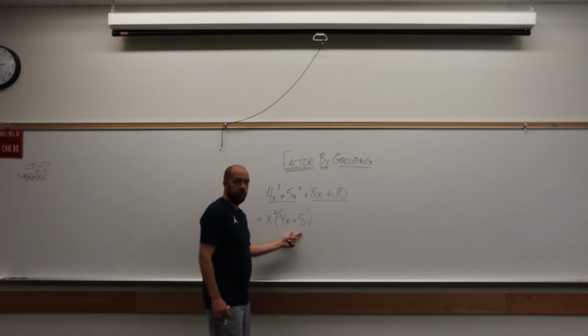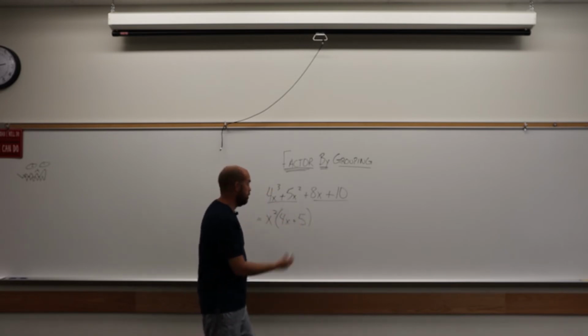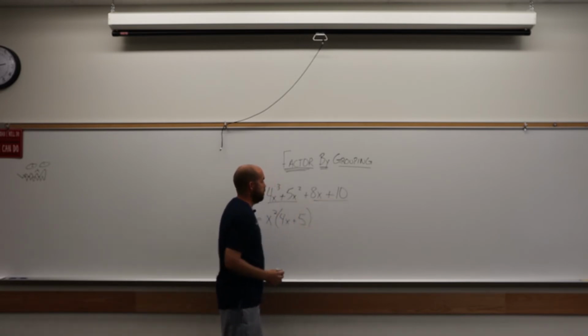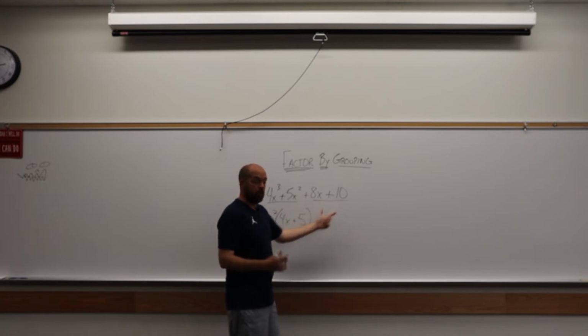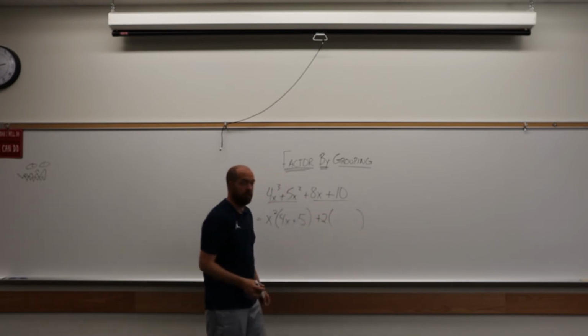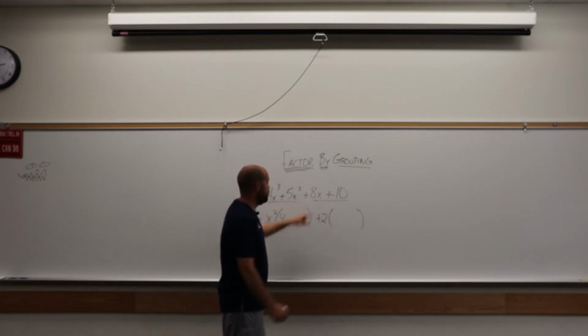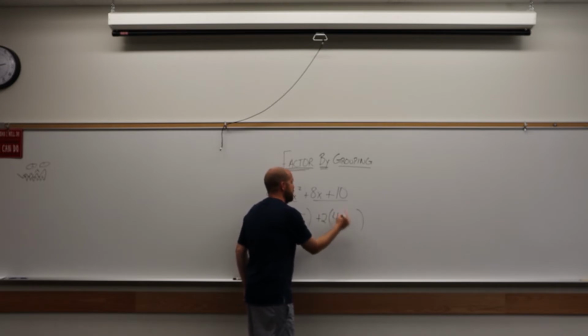Now I'm really hoping that that second thing ends up with a 4x plus 5. That way I can take them both out, but we'll see. Now we look at the second group. Looks like they both have a 2 in common, so I'm going to put a plus 2 right here. Anytime you factor it out, it creates parenthesis. 8 divided by 2 is 4, and there's still an x left. 10 divided by 2 is 5.